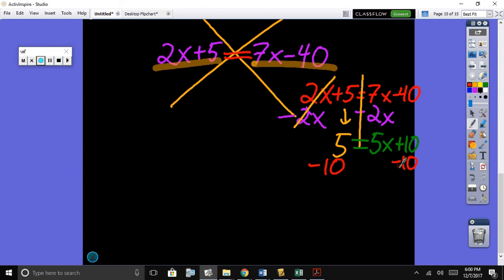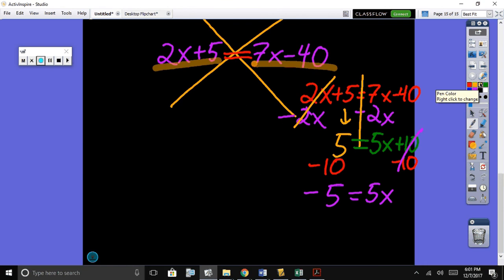Why am I subtracting 10 here? Well, I'm subtracting 10 because it's the inverse of addition. I'm not going to use the word opposite because that's technically not the right math vocabulary. I want you to get used to using the word inverse. So 10 minus 10 is 0. 5 minus 10, be careful. If you have $5 and take away $10, you are left with $5 short. So it should be negative 5 equals 5x.